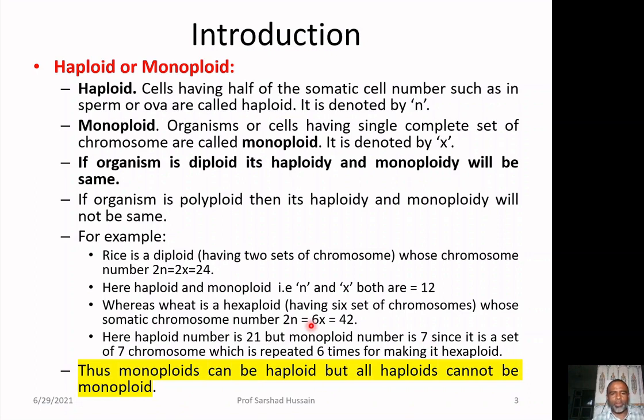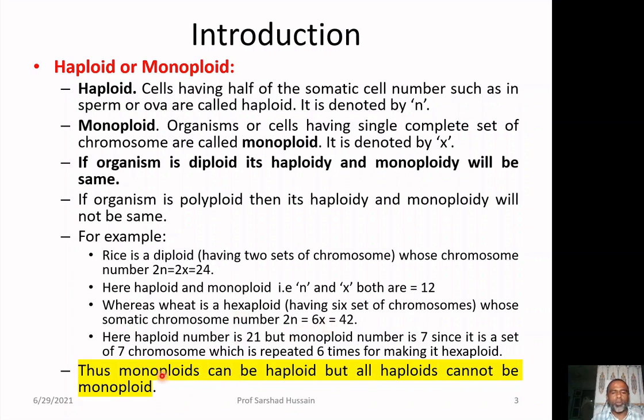So, now you are able to distinguish between the haploid and the monoploid in case of the polyploidy, that the haploid are basically just half of the somatic chromosome number. Say for example, wheat is having 21 out of 42, whereas if you look at the set of the chromosome, then it is having the 7 chromosome in one set. So, 7 set are repeated 6 times and the wheat has become the hexaploid.